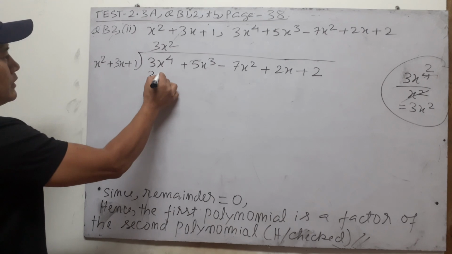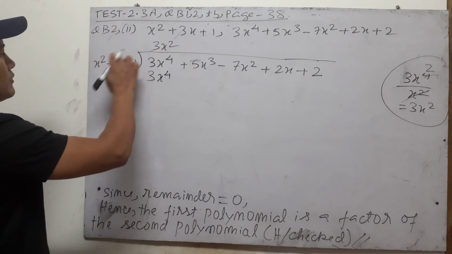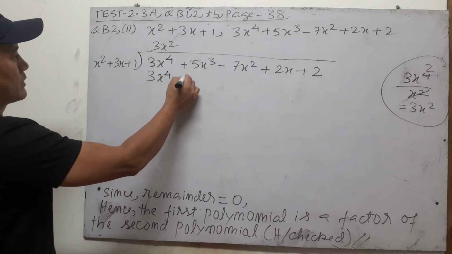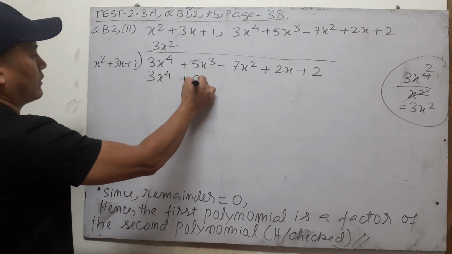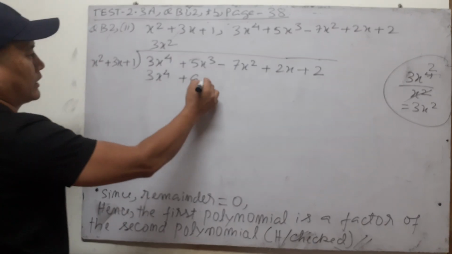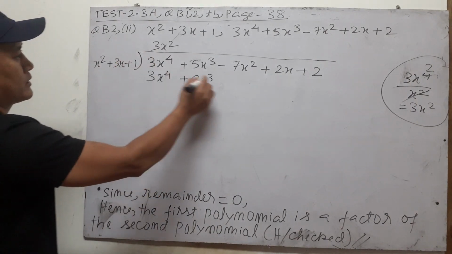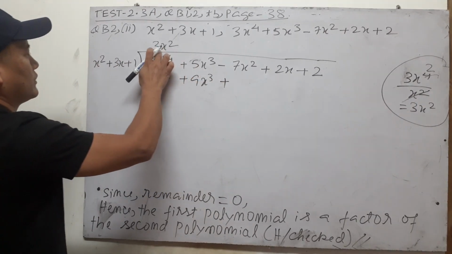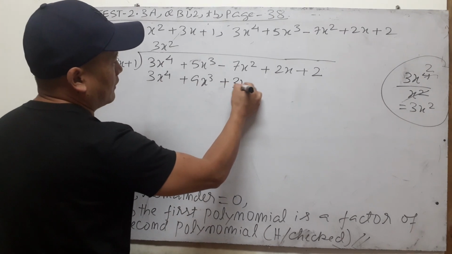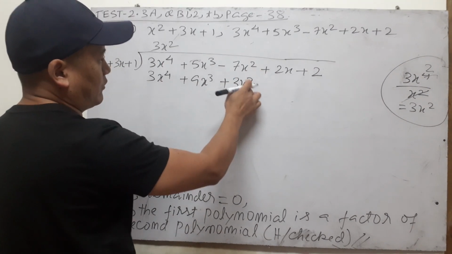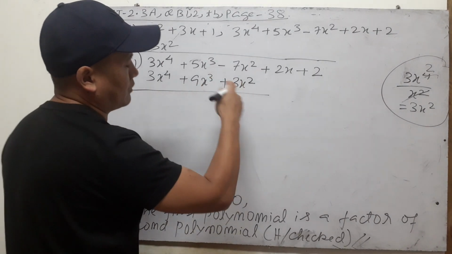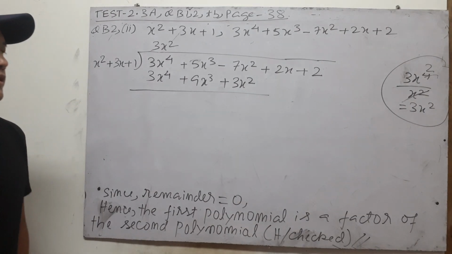X squared into x squared, x to the power 4, plus into plus, plus. 3 3s are 9. X squared into x, x cubed. So we put it here because they are like terms. Plus into plus, plus. 3x squared into 1, 3x squared, because now they are all like terms, so we're putting in the same column. Change the sign of the lower terms.